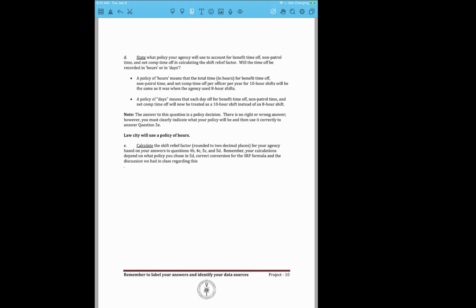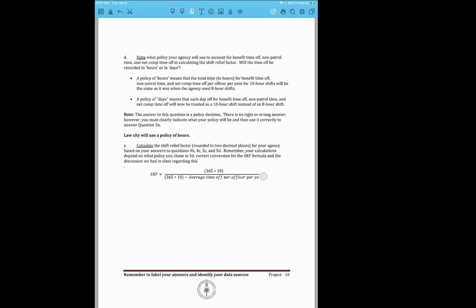So the only calculation that's going to use the new shift length is our regularly scheduled days off, because that is based on a 10-hour shift. So when you do these calculations, again, multiply your RSTO times 10, but everything else stays at an 8-hour shift length. It's confusing, but it is just how it is.